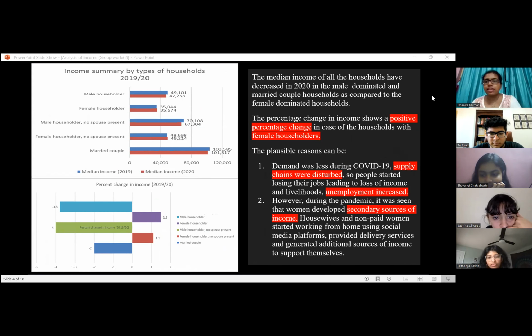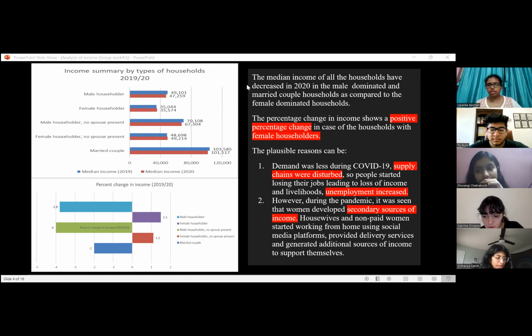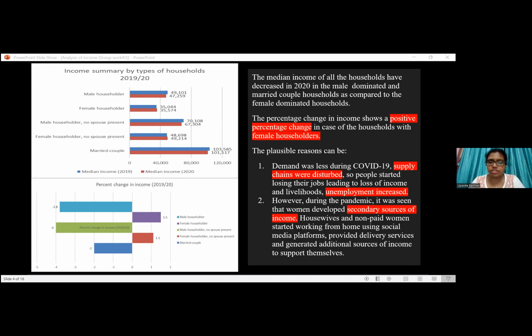Okay, so if we look at the slides, the income of the households has decreased in 2020 in the male dominated households and married couple households as compared to the female dominated households. The percentage change in income always shows a positive change in the case of households with female householders. The plausible reasons were that demand was less in COVID-19 due to disturbed supply chains. So people started losing their jobs, leading to the loss of income and livelihoods, and unemployment also increased. However, during the pandemic, it was seen that women developed secondary sources of income. Housewives and unpaid women started working from home using social media platforms and provided delivery services and generated additional sources of income to support themselves.